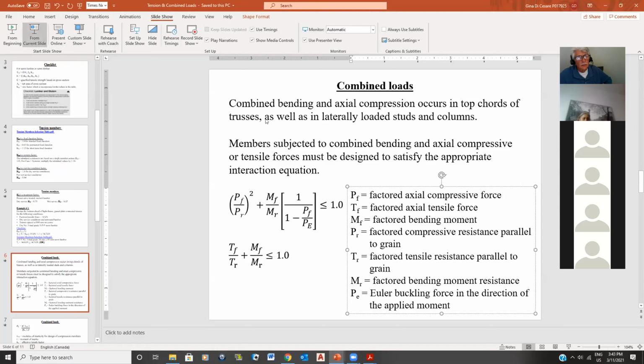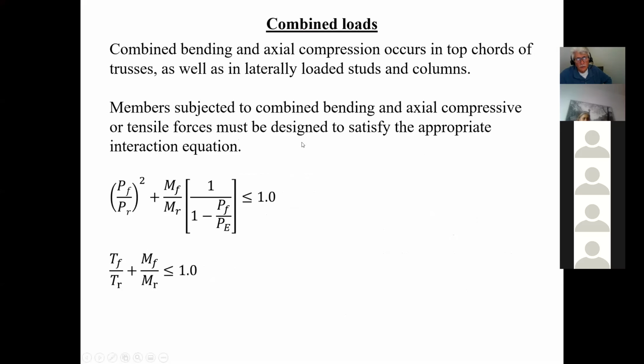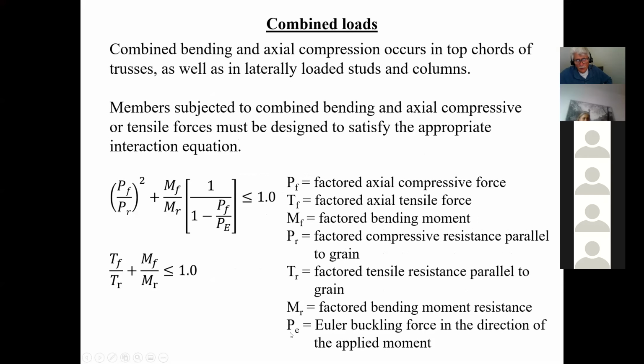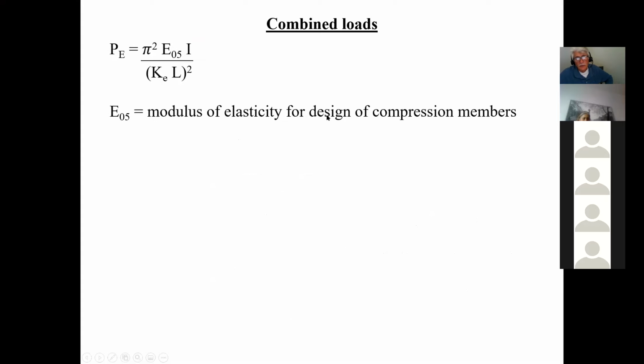Okay, so back to this. Thank you. I put factored bending moment resistance, so that should be MR. Like I said, this is the equation to calculate PE. Of course, this is going to be in newtons, therefore you have to divide by 1,000 to get kilonewtons. And the modulus of elasticity for design of a compression member means the fifth percentile of the wood and all that.